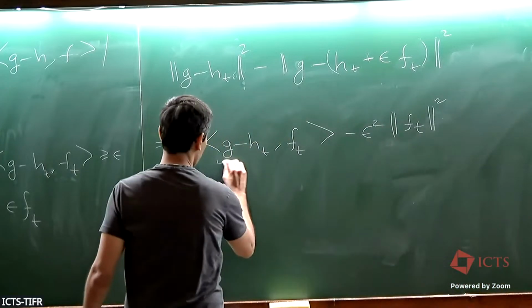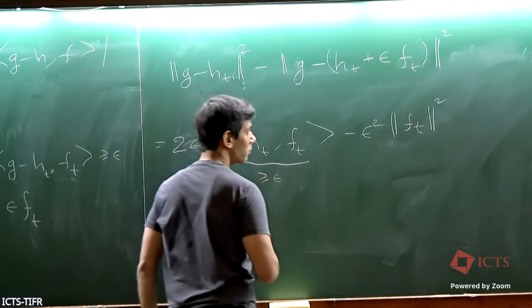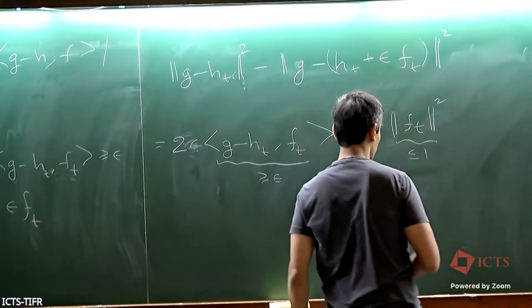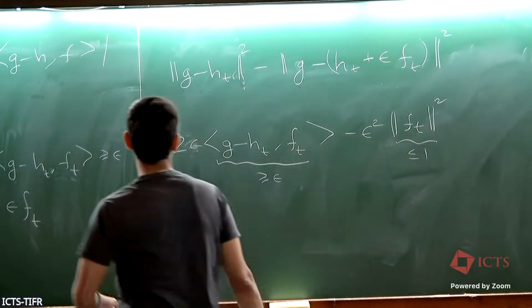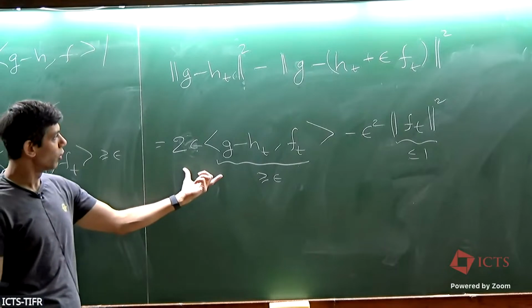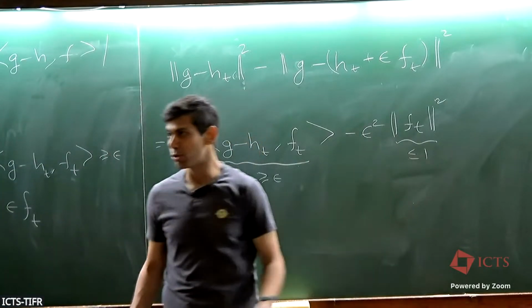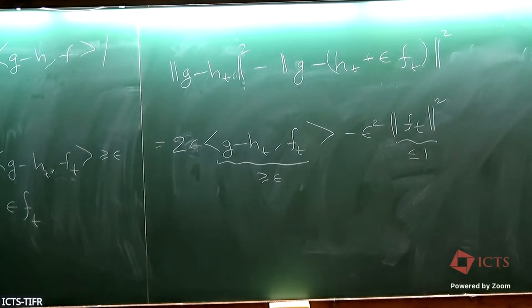Now we're done. We know this is greater than or equal to epsilon, and we know this is less than or equal to 1. So this term is at least 2 epsilon square, and we are subtracting at most epsilon square. So the norm goes down by at least epsilon square at every step. We started at norm 1, since g had values plus or minus 1, so the expectation of the square is at most 1. We go down by epsilon square at every step, so we can't keep going. It has to terminate in 1 over epsilon square steps.